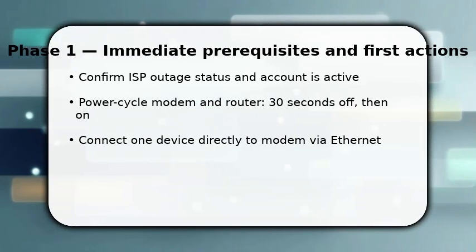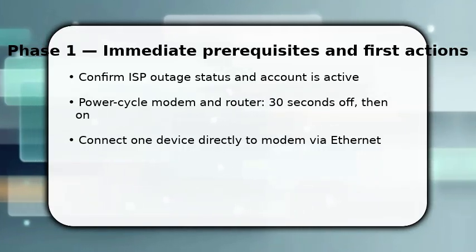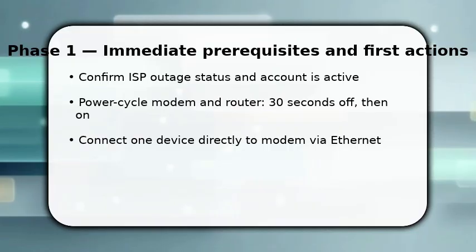You start by confirming basic prerequisites. Make sure your ISP account shows active service and there's no reported outage. Next, power cycle the modem and router. Unplug both for 30 seconds, then plug the modem first. Wait until lights stabilize, then the router.